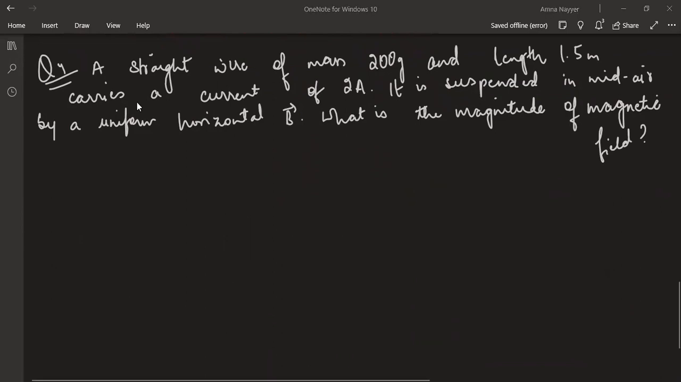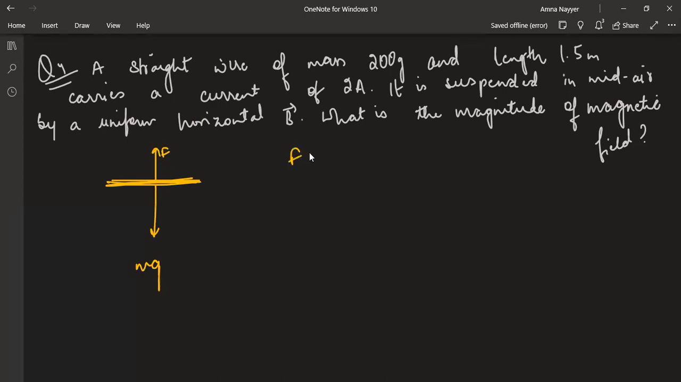It says that a straight wire of mass 200 gram and length 1.5 meters carries a current of 2 amperes. It is suspended in midair by a uniform horizontal magnetic field. What is the magnitude of the magnetic field? So here, if a straight wire is kept, suspended in midair, it will have gravitational force downwards, right? And upwards will be the force that is applied.